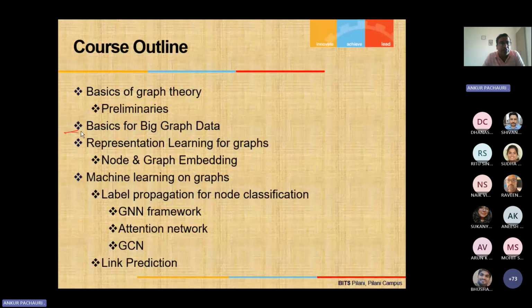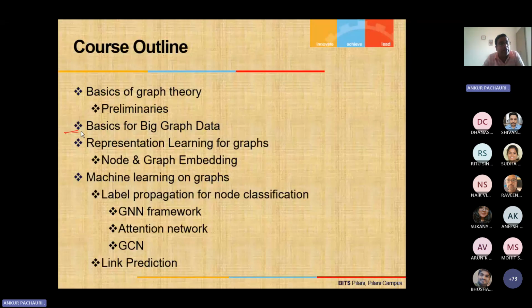Okay, then we'll talk about representation learning for a graph, where we'll be talking about node and graph embedding. Then we will be working on the classification activities on a graph database. So those can be considered as machine learning on a graph.